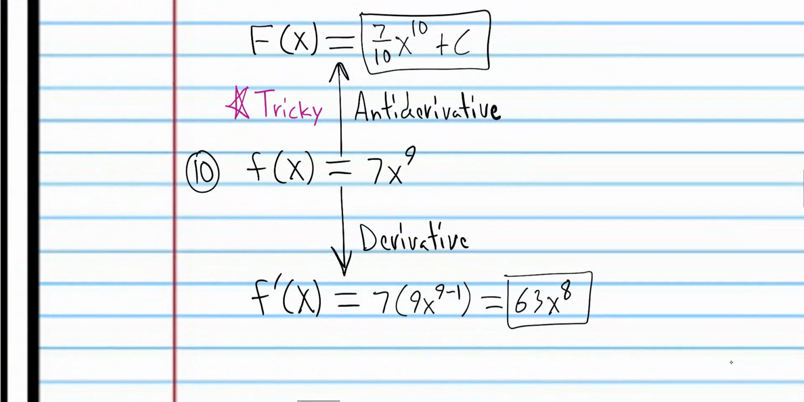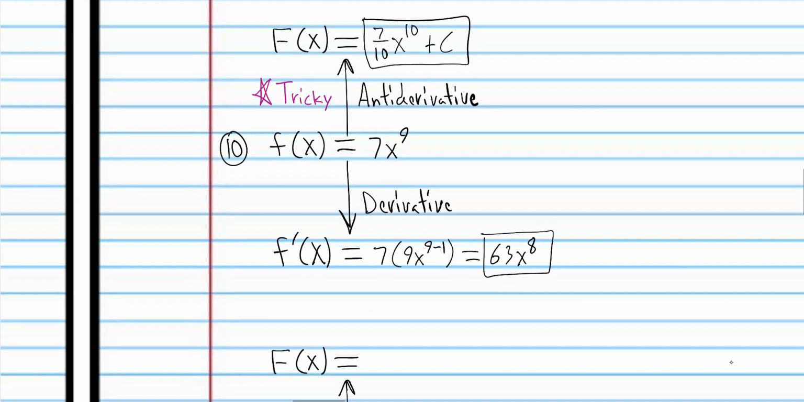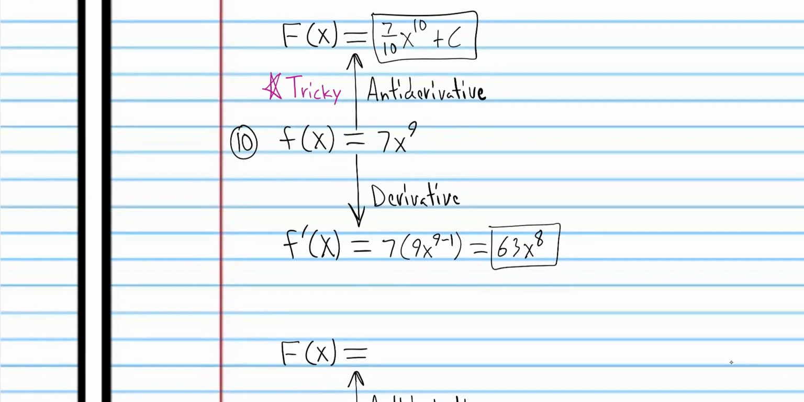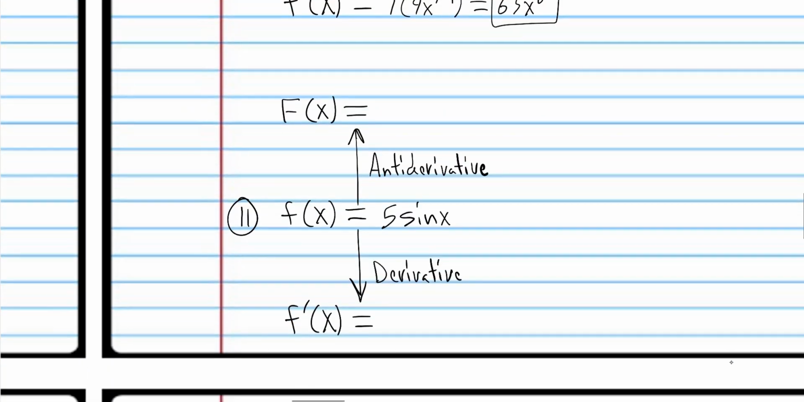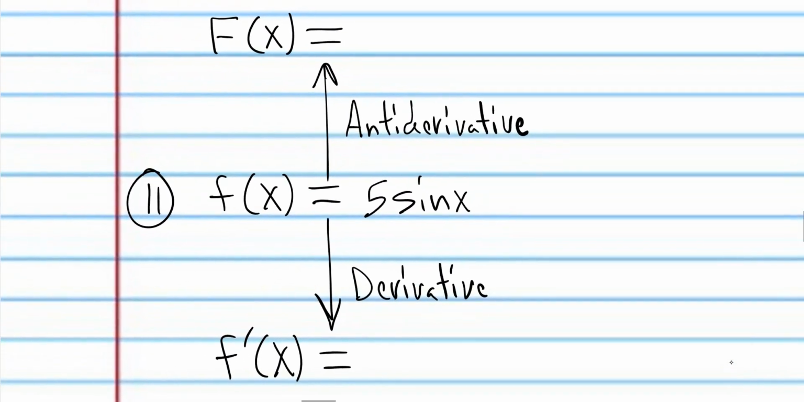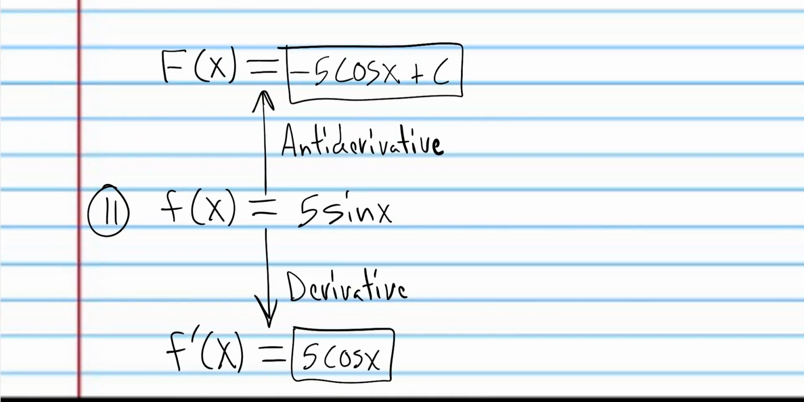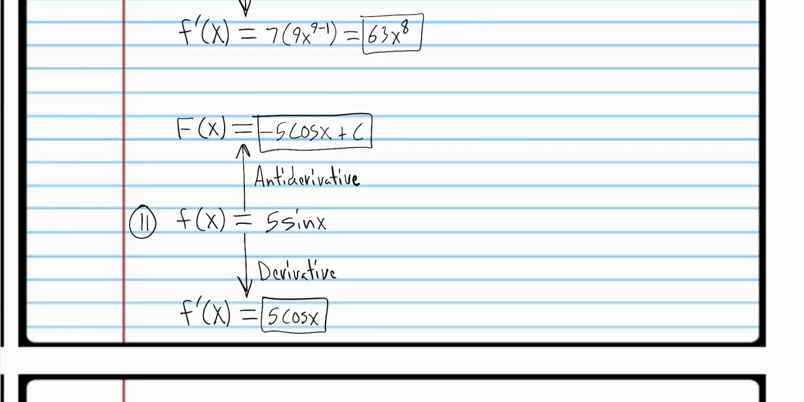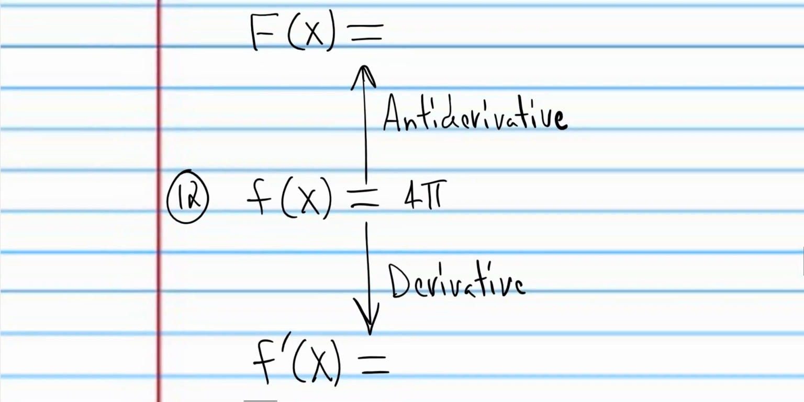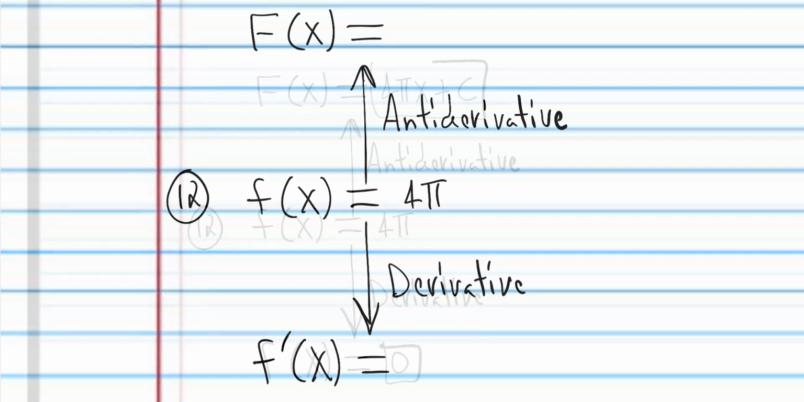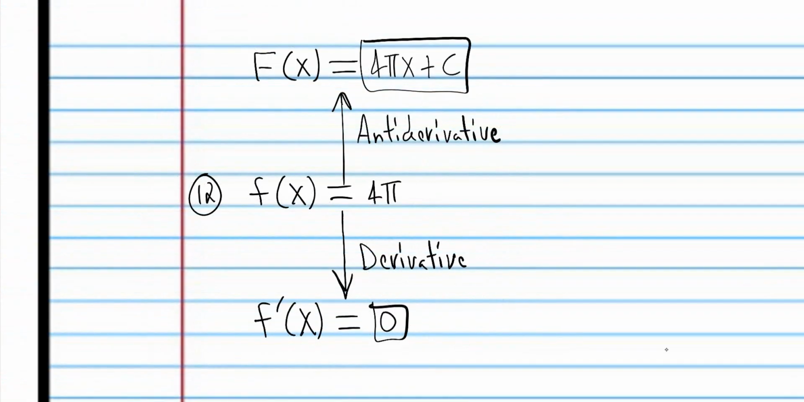Okay, we're back. So, if you got that right, excellent. That was kind of a challenge problem. Try number 11. When you come back, we'll do it together. Okay, we're back. And then we have to add our C. So if you got that right, excellent. Go ahead and try number 12. When you come back, we'll do it together. All right, we're back. So if you got that right, excellent.